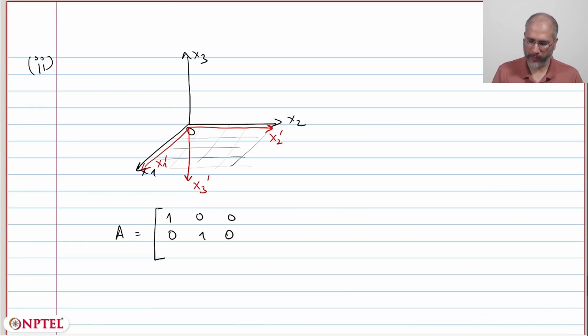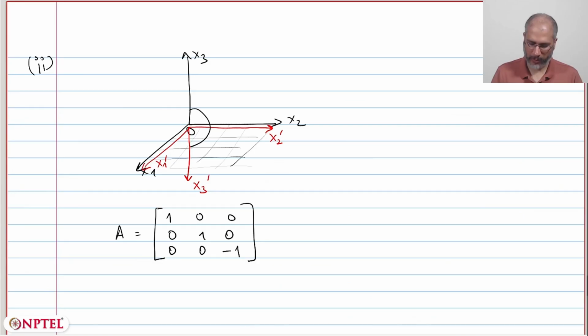There's no change there, but x3 prime has changed. So A31 is the cos of the angle between x3 prime and x1, which is still a 0. x3 prime and x2, that again is 90 degrees, so cos of that is 0. And then x3 prime and x3, which is 180 degrees because it's flipped, so this becomes -1. So this is the transformation matrix for a reflection about the x1 x2 plane.